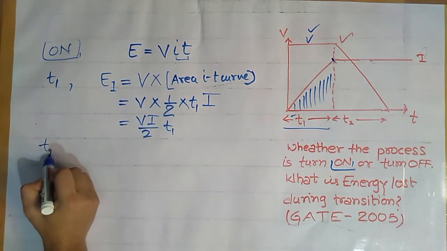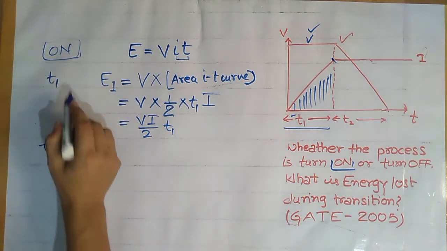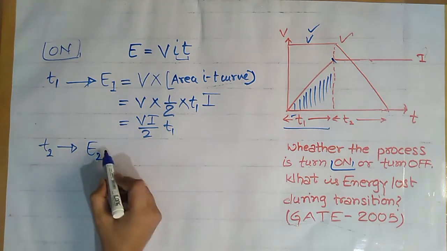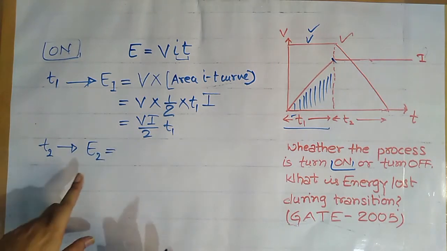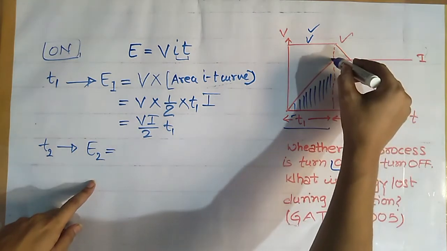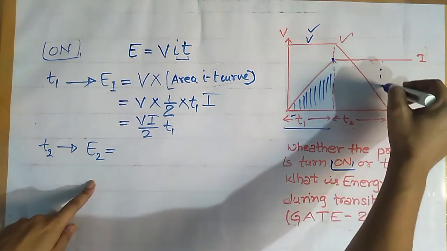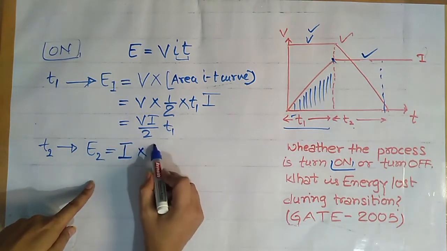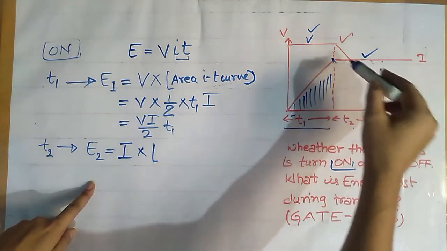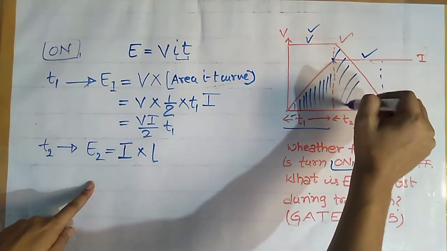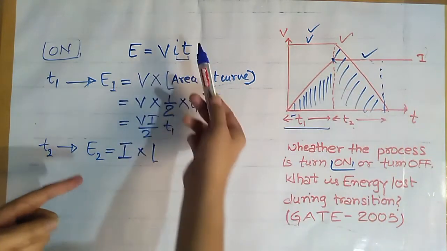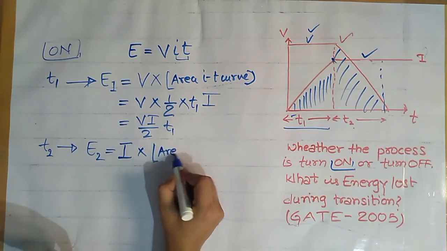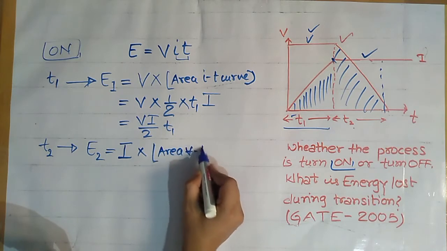Now during time T2, suppose energy losses are equal to E2. But during period T2 we can clearly see that this current I is constant. So we can write I into area under this VT curve. So it will simply give VIT, same thing. So area under VT curve, what is area under VT curve?